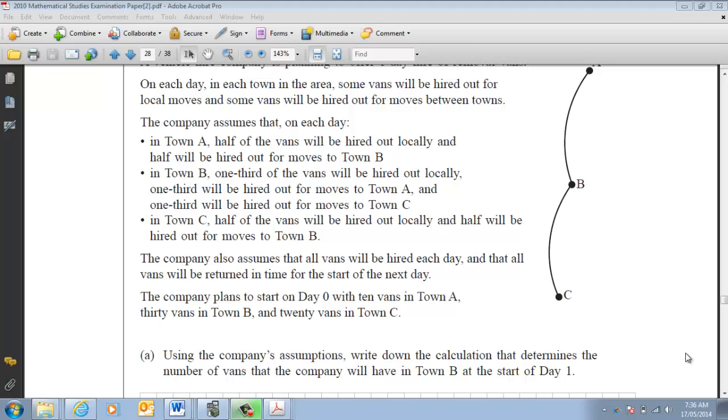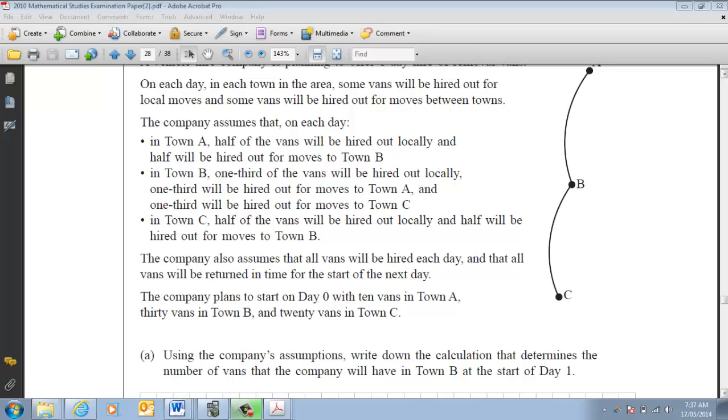I just want to go through today an example of a transition matrix from a previous exam. This one's from the 2010 exam. So what it's looking at here is how movement of hire cars or vans happens.